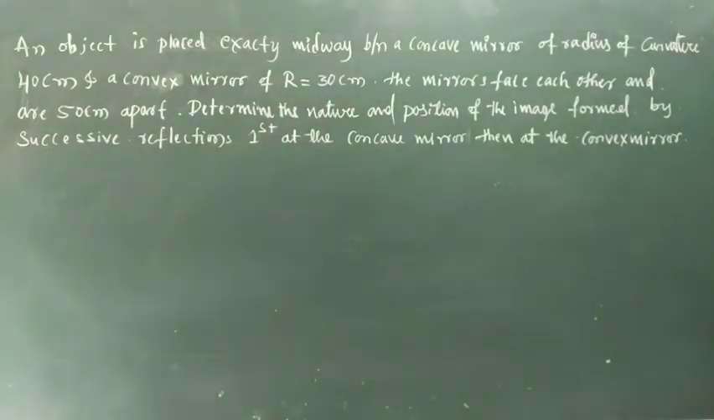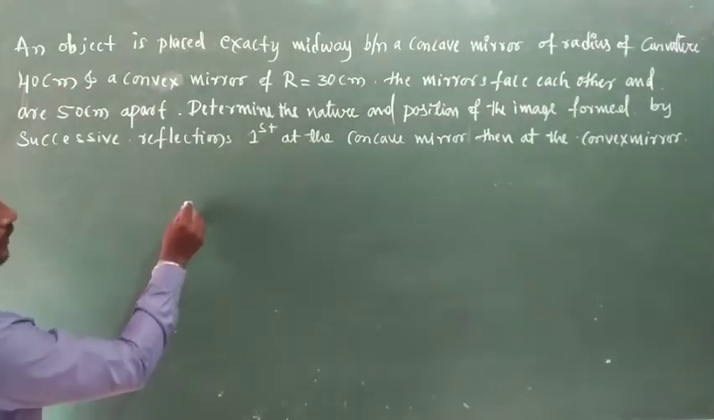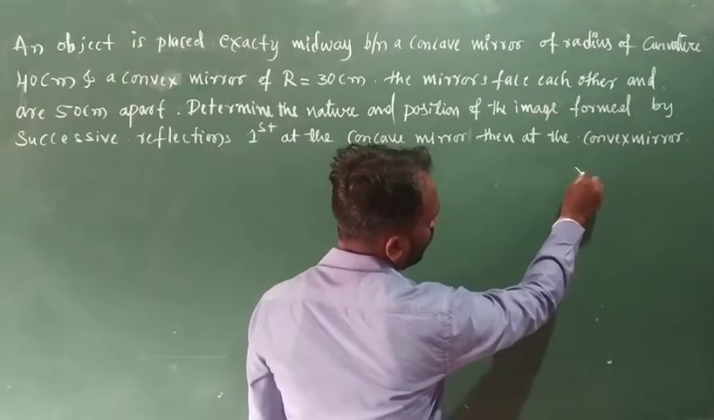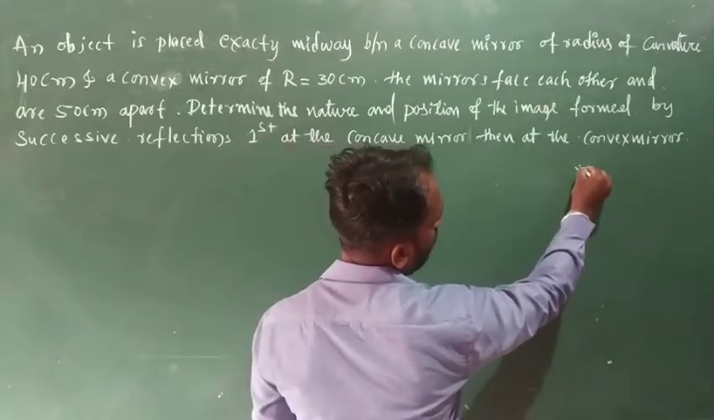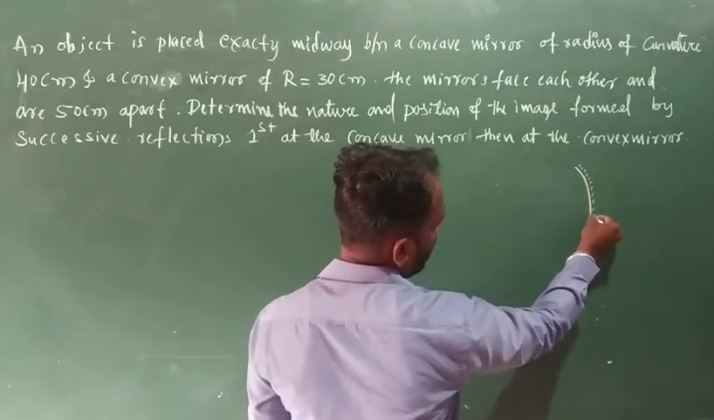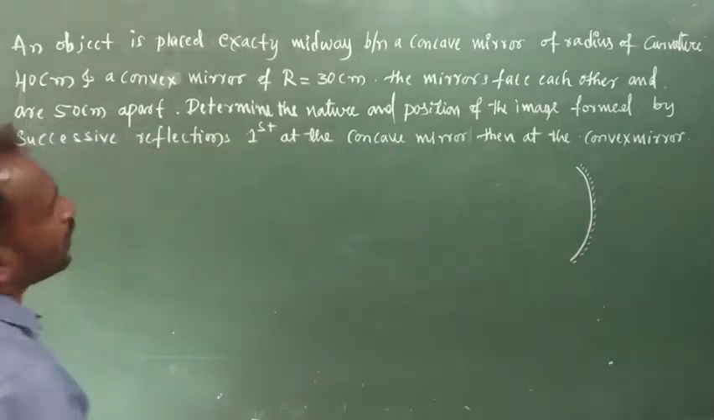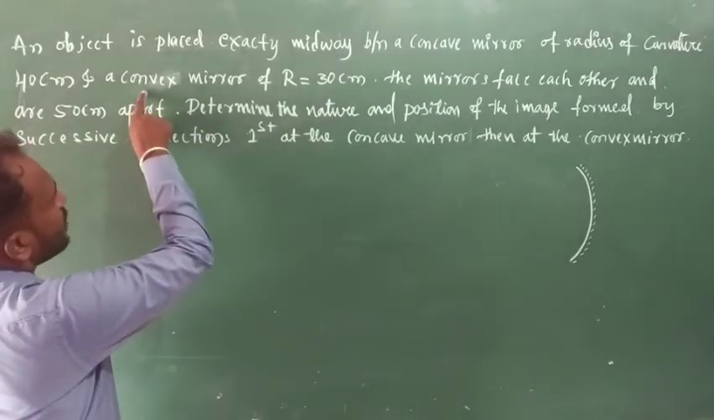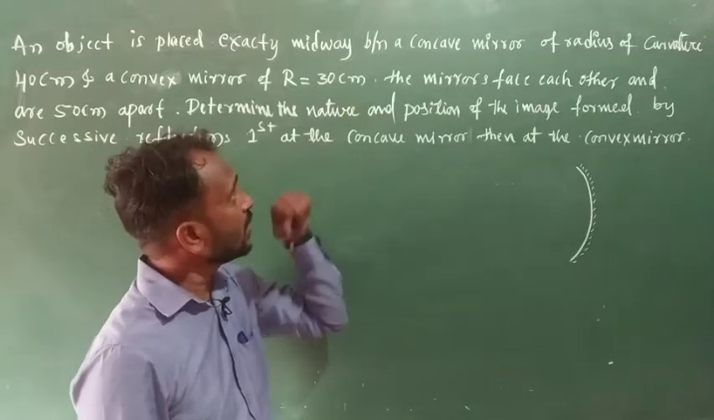Here the object is placed exactly midway between the concave mirror of radius of curvature 40 centimeter. So this one is a concave mirror, and its radius of curvature is 40 centimeter. And another mirror is there, that one is a convex mirror of radius of curvature 30 centimeter.